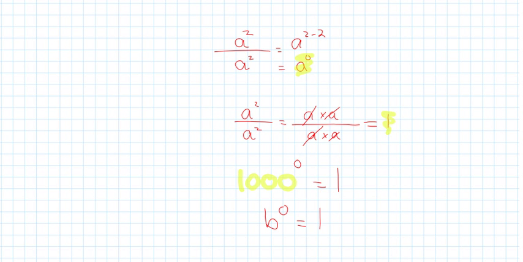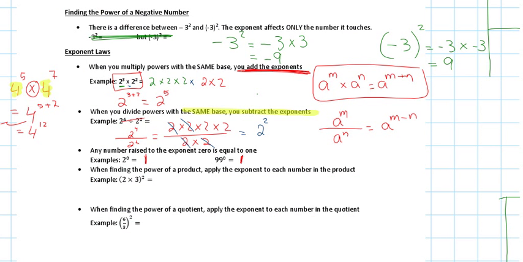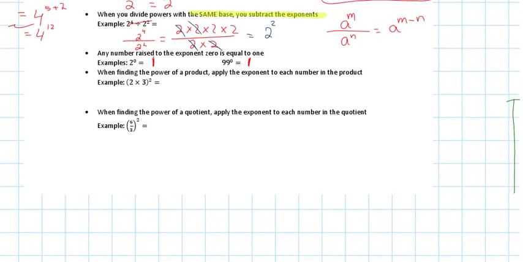So we've learned 3 rules so far. When something is multiplied by something, you add the exponent. When you're dividing something by something else, you subtract the exponent. And anything to the power of 0 is 1. This is what we know.